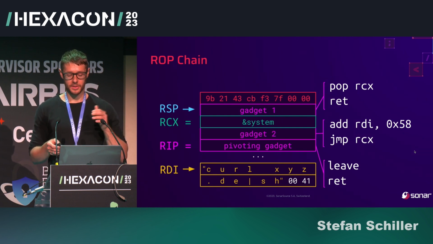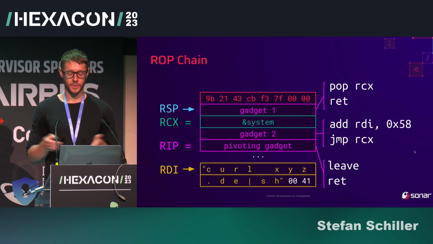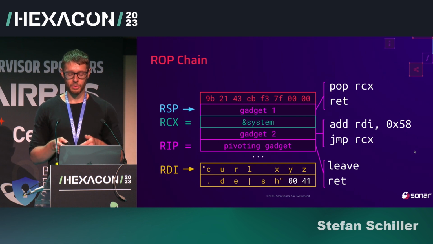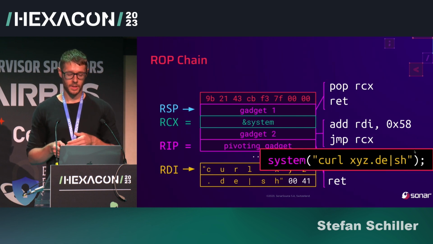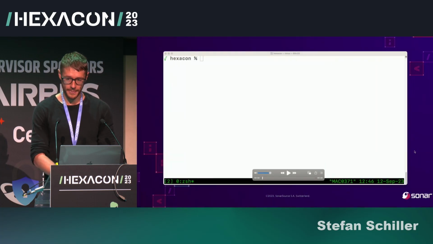This gadget sets the stack pointer RSP to offset 8, where we can store more gadgets. The first gadget loads the address of system to RCX, and the second gadget offsets RDI to the command string we want to execute and jumps to system. Thus, system is executed with the command string provided as its first argument. So let's also see this in action.